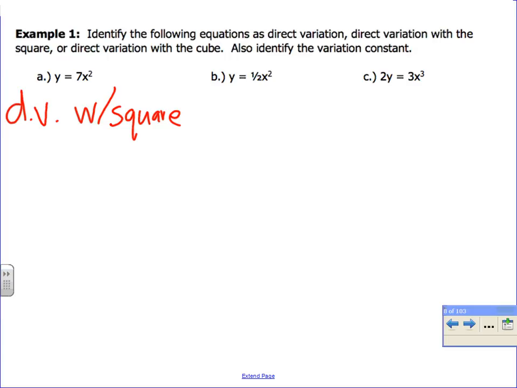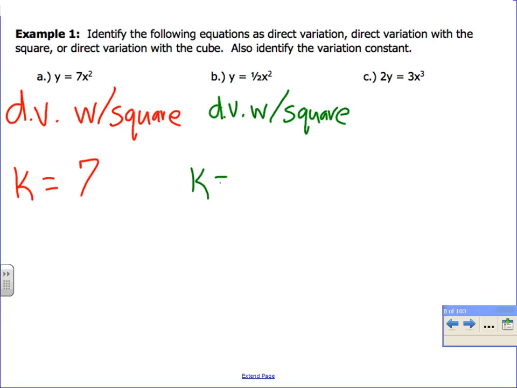Jared, what's the variation constant on letter A? Good, 7. Okay, the second one. Eric, what kind of direct variation is that? Good. So I'm going to put dv for direct variation with the square. Kyle, what's the direct variation constant on letter B? Good, 1/2.